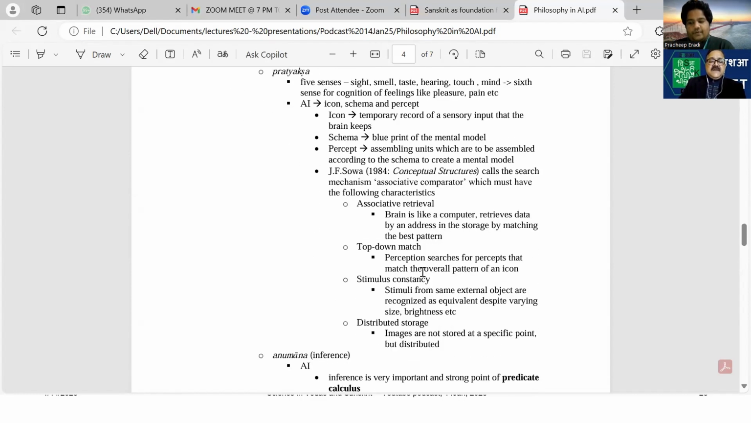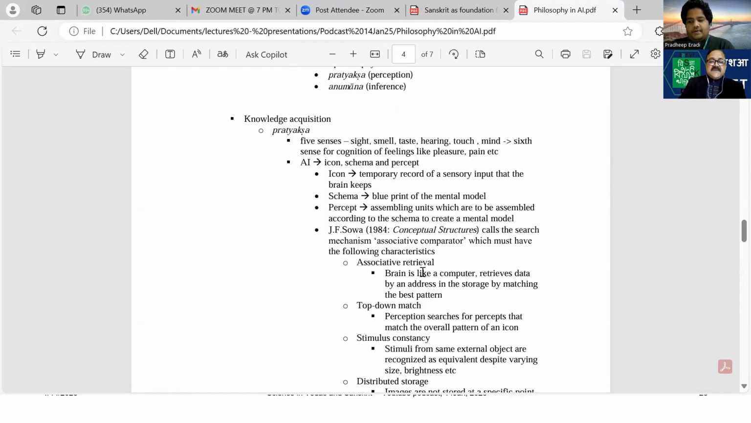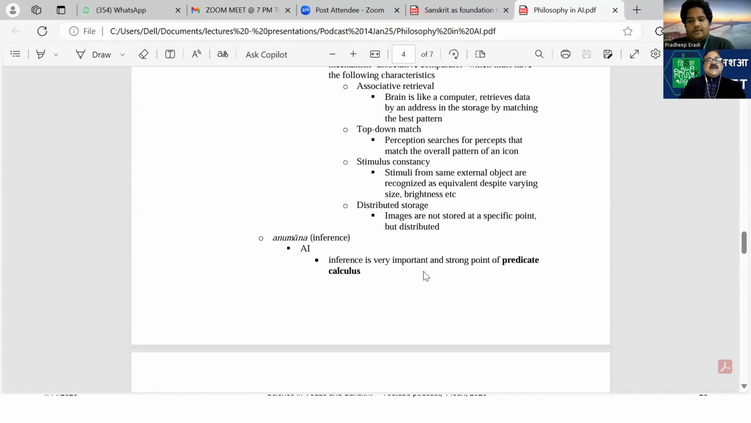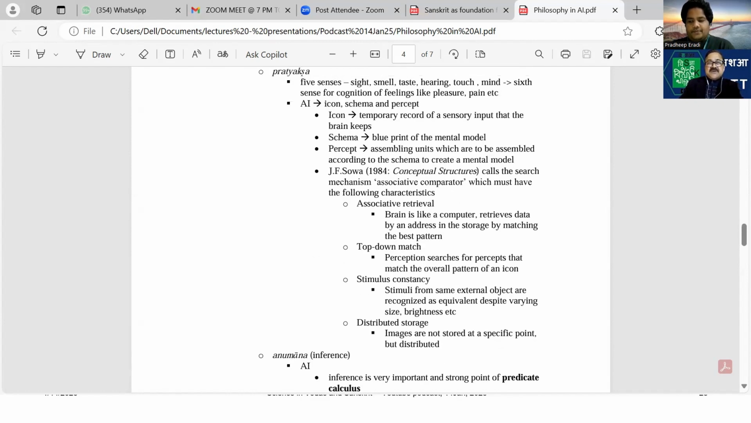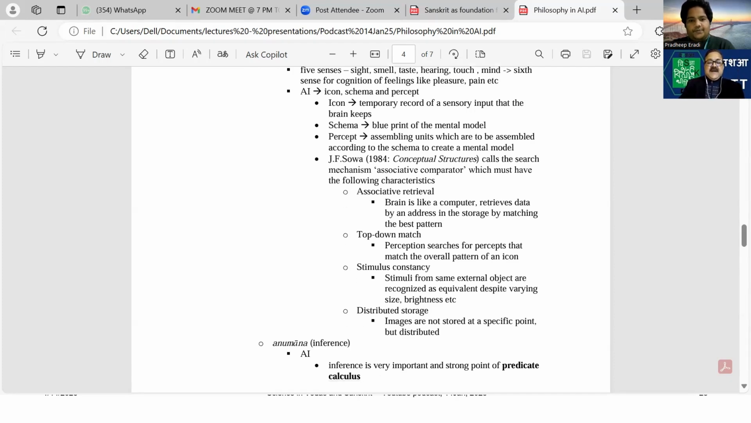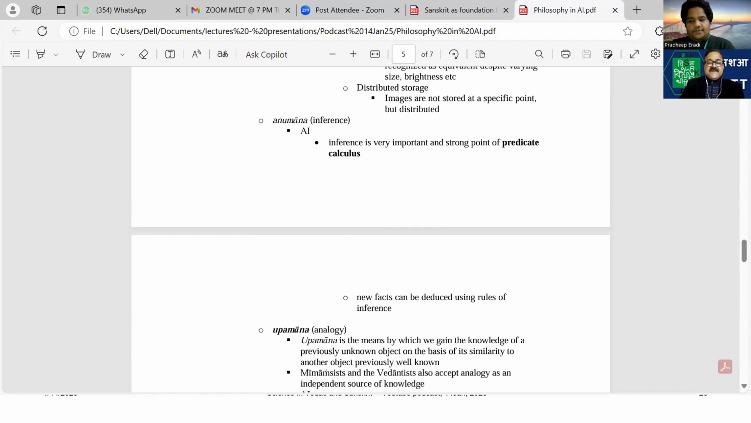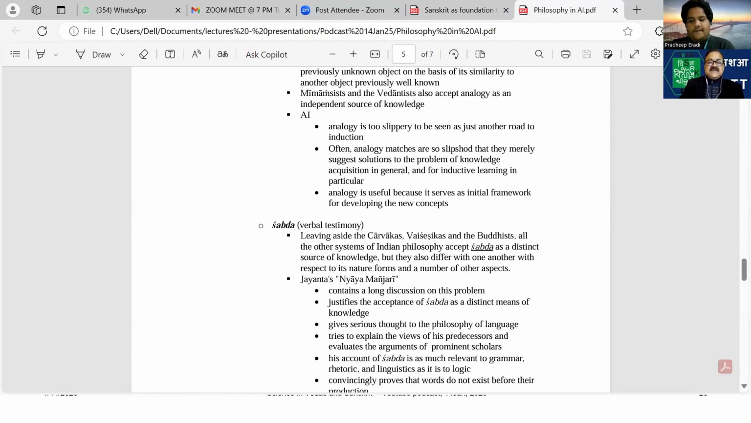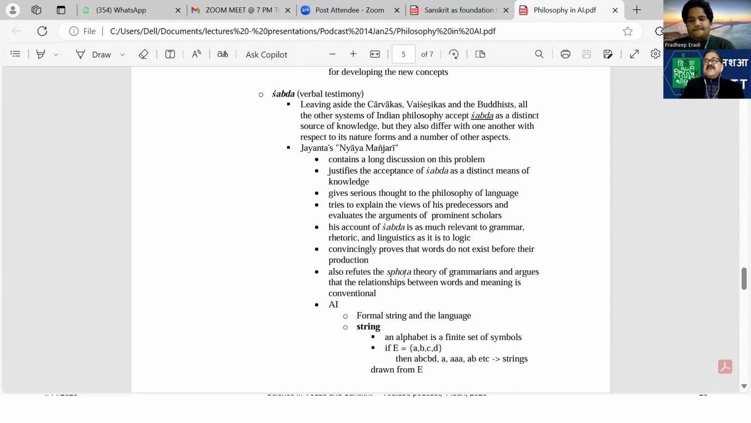So Nyaya talks about four means of knowledge: Pratyaksha, Anumana, Upamana and Shabda. Pratyaksha is like a multimodal system which is interpreting your facial gestures. Whatever you are saying or gesturing, that is the knowledge, Pratyaksha. Anumana: if something is not there, you infer. Then Upamana is by analogy, and then Shabda, which is the major means of training AI systems today.